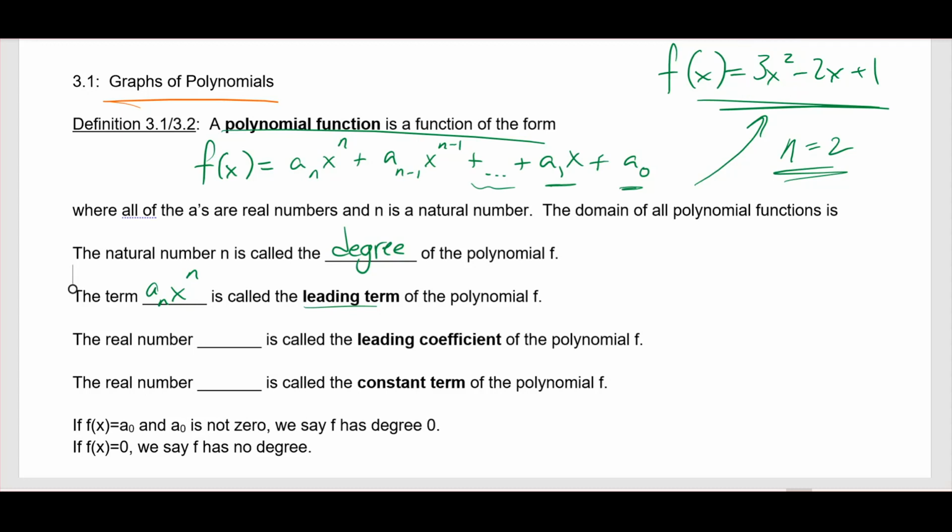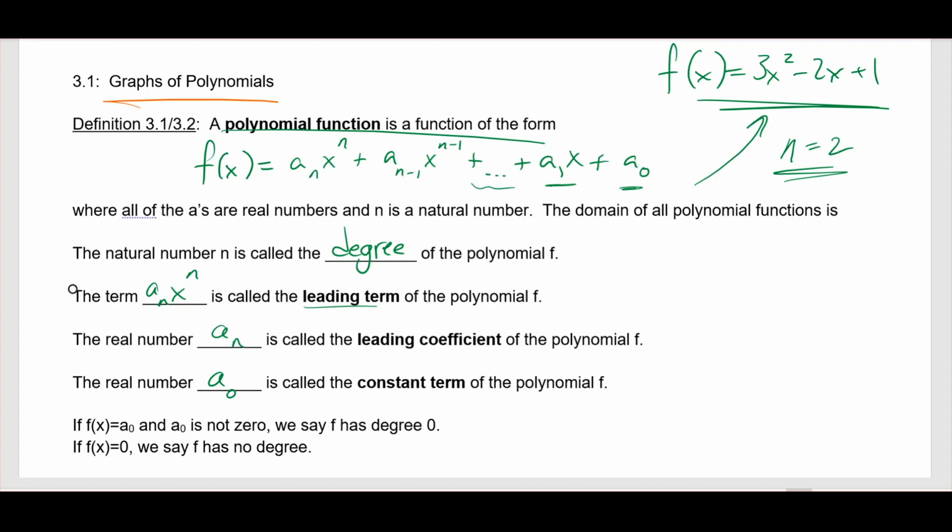Okay, the real number that is going with the highest degree term is going to be called the leading coefficient. In this case here, we would say that it's 3, right? Up in the corner, we would say that the leading coefficient is 3. The real number we want next is the constant term, so that's the one with no variable with it. In that case, we would have 1 as the constant term.